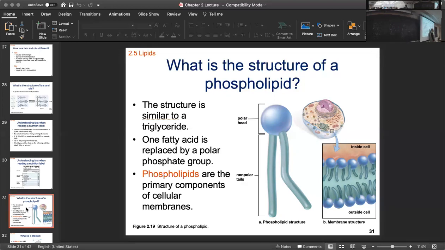It's called the phospholipid bilayer. Let's say that one more time. Phospholipid bilayer, B-I-L-A-Y-E-R, bilayer. So this is the outside of the animal cell. This is the inside of the animal cell. This is the animal cell.